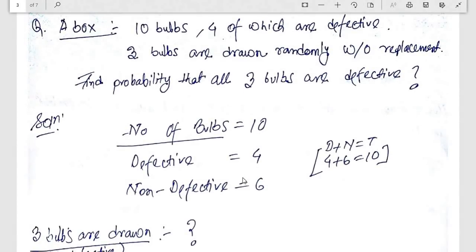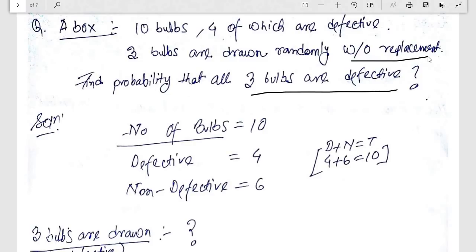Now let's look at the next question. This is a probability related question. A box has 10 bulbs, 4 of which are defective. 3 bulbs are drawn randomly without replacement. We have to find the probability that all the 3 bulbs are defective. 3 bulbs are drawn from 10 bulbs, 4 of which are defective, and we have to find the probability that all 3 bulbs drawn are defective.